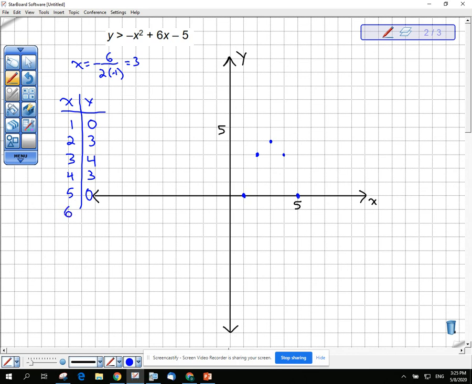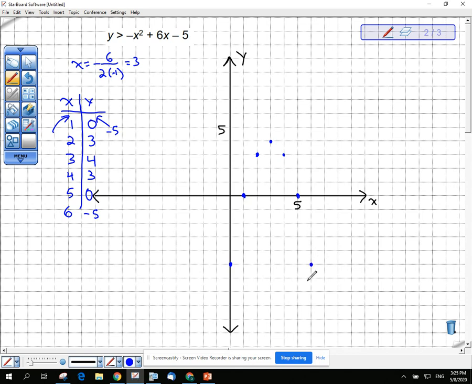I think I'll pick one more number. Let's plug in a 6 as well, which would be the same thing as plugging in 0. You plug in a 0, you're going to get a negative 5 here. You plug in 6, let's just double check. Negative 36 plus 36 minus 5 would be negative 5. So there's also 0, negative 5, and 6, negative 5.